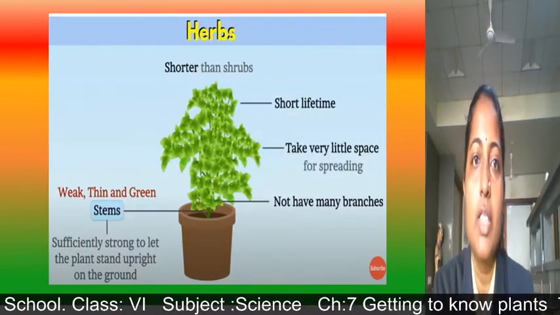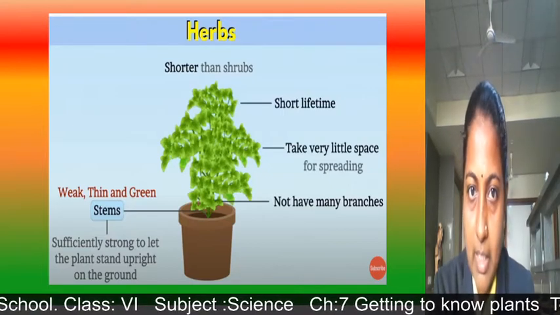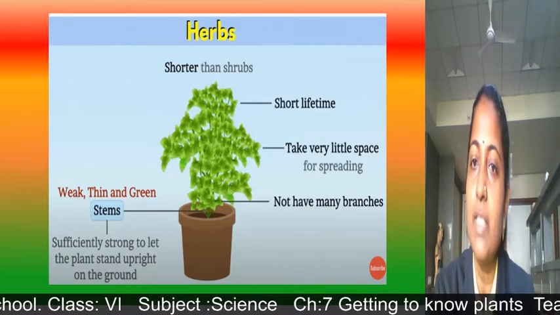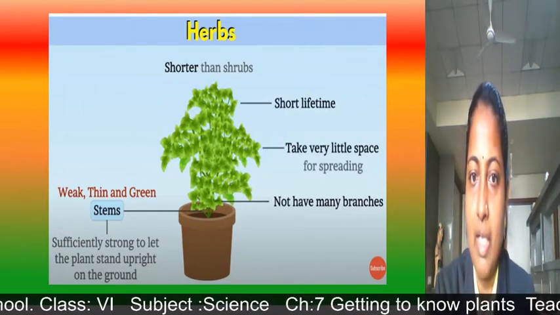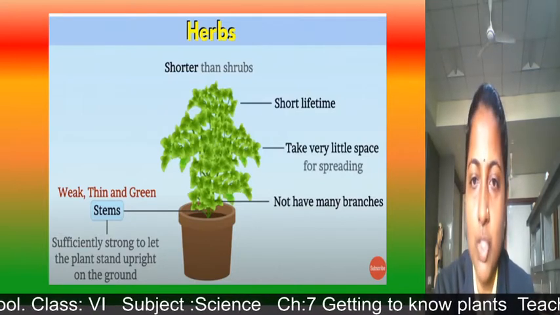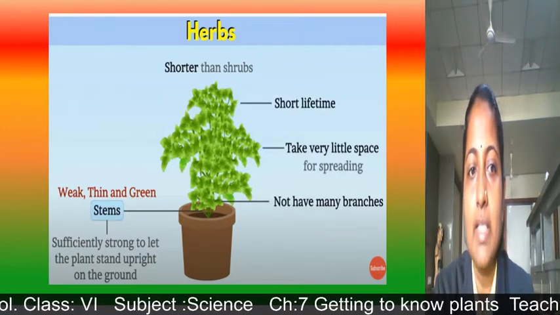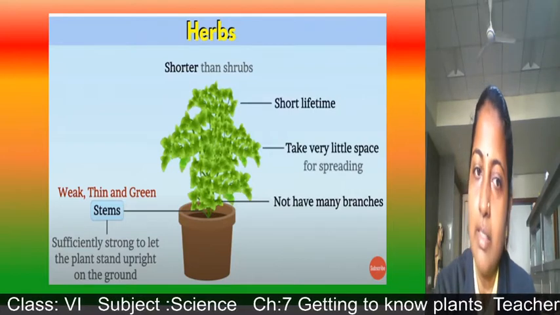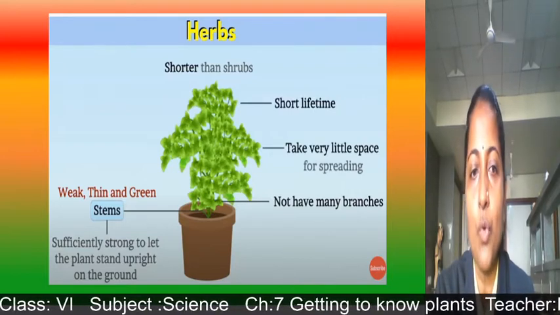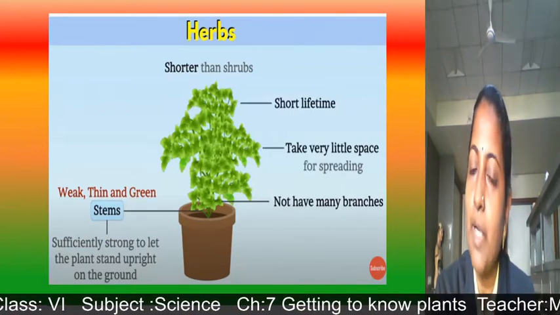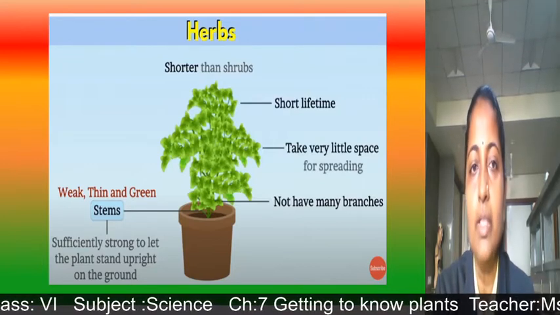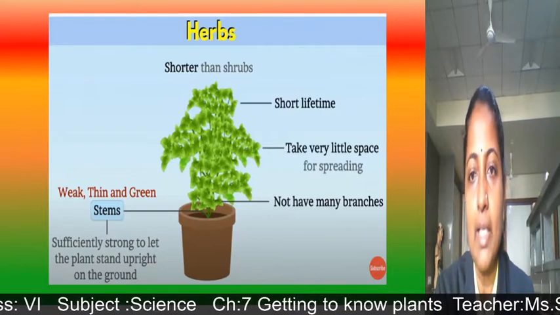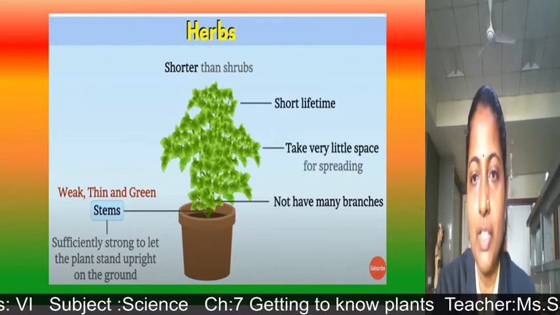Herbs are shorter than shrubs and their lifespan is very short. And they take very little space for spreading, and they don't have many branches also. Their stem is weak, thin and green, and that stem is sufficiently strong to let the plant stand upright on the ground. Even though the stem is weak, but still the plant can stand upright.